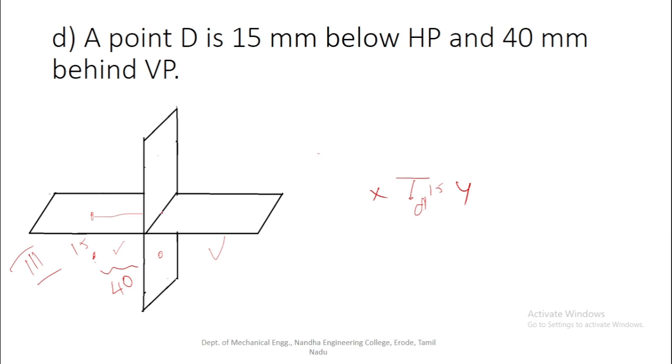Here the distance between the reference axis and the top view of the given point D is the same 40 mm. After we rotate the horizontal plane 90 degrees in the clockwise direction, the top view will go the same 40 mm but above the HP. So this is the point D, the top view. Both the top view and the front view will lie on the same vertical line. So this is the projection.